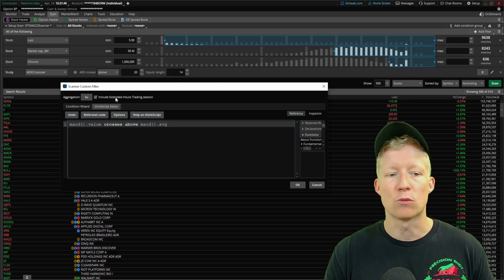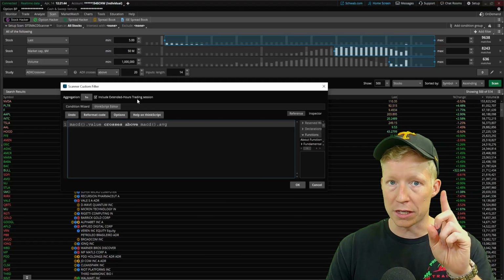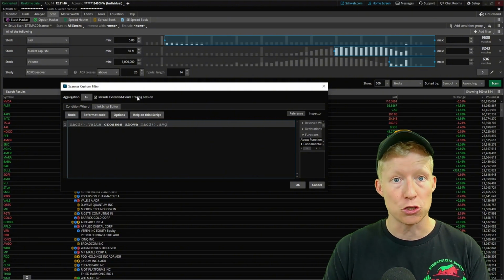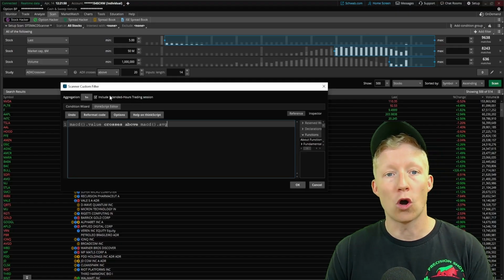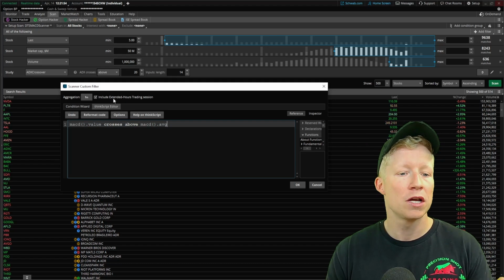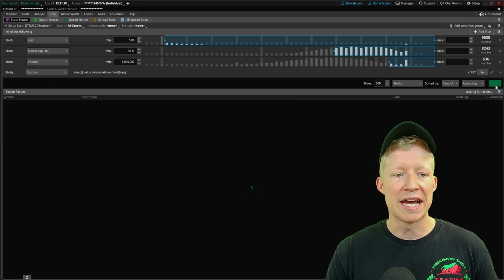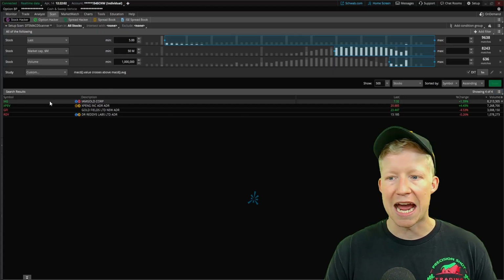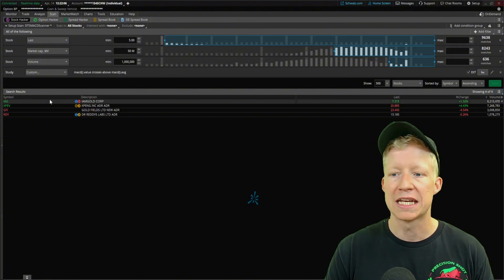You can also decide whether you want to include extended hours or not. And this is very important because your MACD value will be different whether you are charting extended hours or you aren't. I was charting extended hours in the example that I showed, so I will leave this box checked. Go ahead and hit OK. Go ahead and hit scan. And now we only have 4 results. There are only 4 stocks in which this is happening right now.